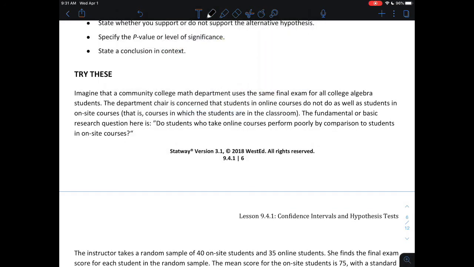Imagine that a community college math department uses the same final exam for all college algebra students. The department chair is concerned that students in online courses do not do as well as students in on-site courses, meaning courses in which the students are in the classroom. The fundamental or basic research question here is, do students who take online courses perform poorly by comparison to students in on-site courses? So we can think of this as a claim, or something that we are trying to reach a conclusion about.